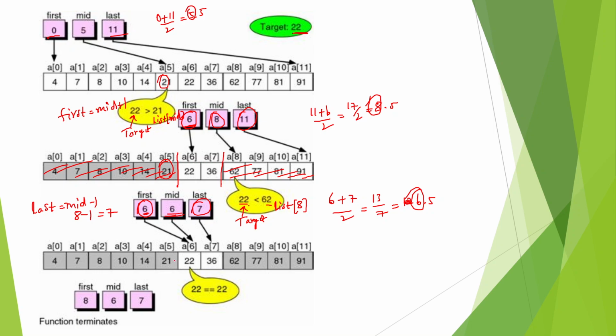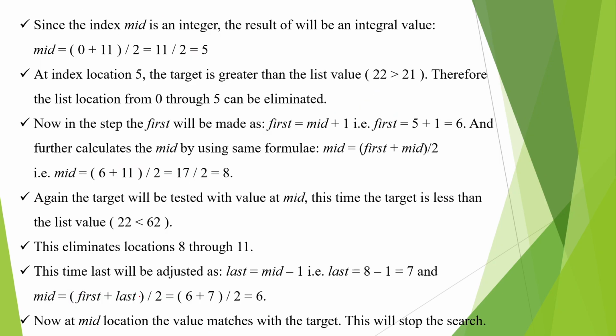Okay. Now again you compare your target. This is your target, and this is your list of mid. What is list of mid? List of 6. As you can see, it is 22, and our target is also 22. It is a perfect match. If it is a perfect match, what do we have to return? We have to return mid, and the function terminates here. By returning the mid value, the function terminates. Okay, hopefully you understood. So this is the target found case.